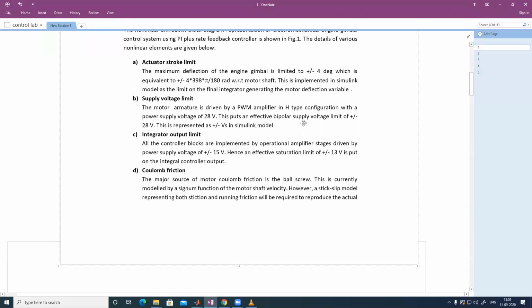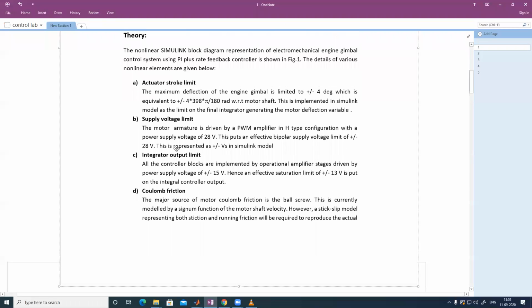B portion: supply voltage limit. In this, the motor capacity is 28 volt. It is driven by a PWM amplifier of H type configuration and the supply voltage limit is 28 volt. So you are giving the limit in the simulation also as 28 volt. It is represented by plus or minus Vs in the simulation block. And the second one is the actuator stroke limit.